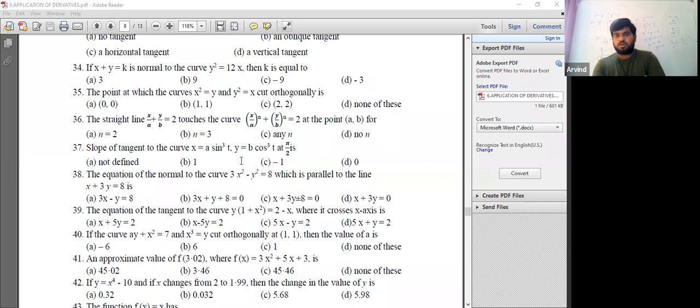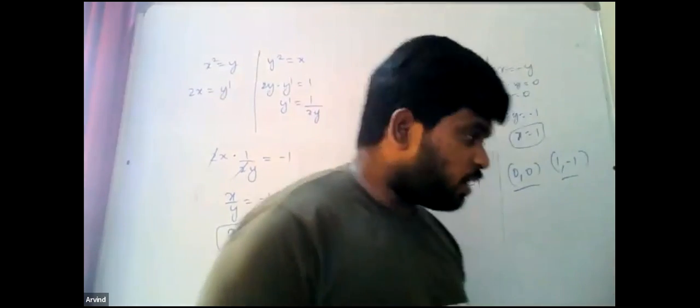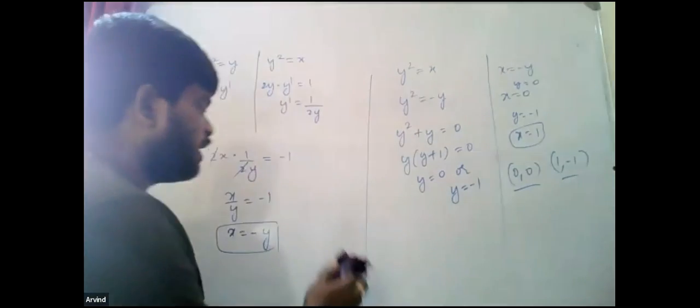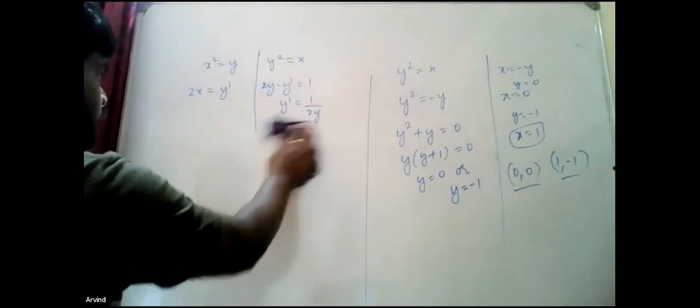Okay, clearly you can see it is at the point a comma b, so substitute it on both sides and see. It doesn't depend on the value of n. But we'll prove it in another way. So the curve is x by a whole to the power n plus y by b whole to the power n is equal to 2.